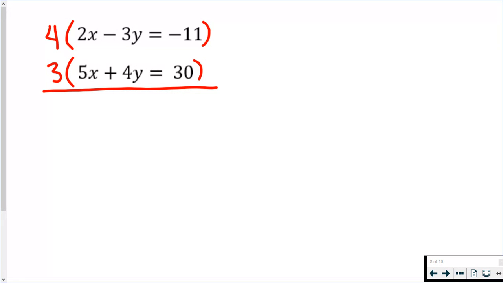The reason for this is because when I multiply the entire top equation by 4, I will end up with -12y. If I do the same thing with the bottom equation with 3, I end up with +12y. And once I go into the actual elimination step, I will be able to cancel out my y's. So when you multiply, make sure that you are multiplying every single term in the equation. Don't forget one of them.